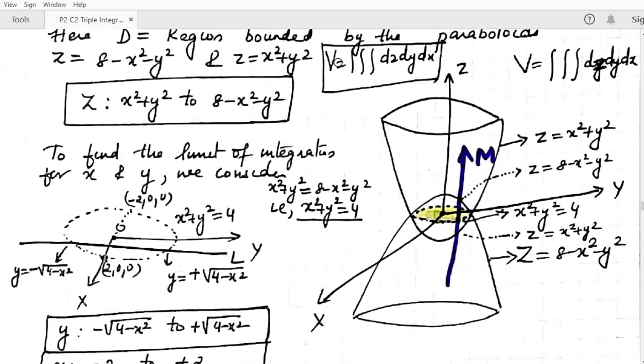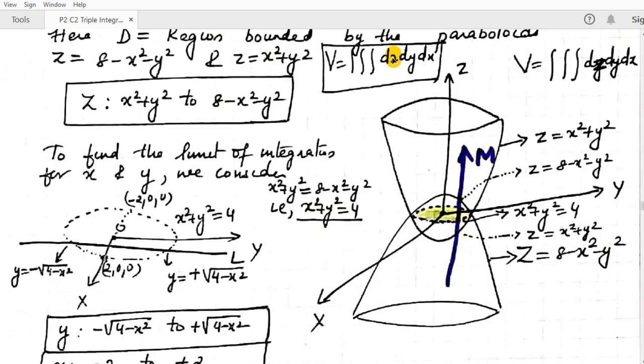Here I am considering the equation V is equal to triple integral dz dy dx. In this case, first we have to find the limit of z, then y and x. So first we have to find the limit of z. What is our first step to find the limit of z, y and x in this triple integral?